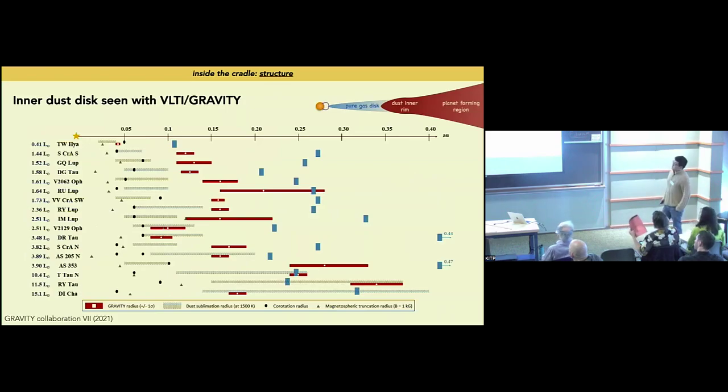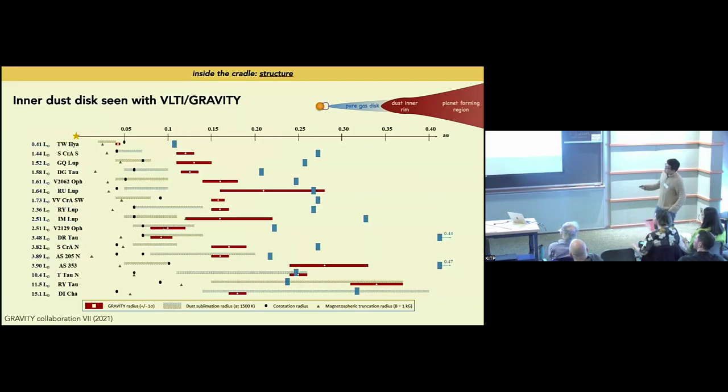Now, this is a very nice diagram for T Tauri stars surveyed by this VLTI program. So what you look at here is, okay, the triangles, this is the magnetospheric truncation radius that I introduced at the beginning of my talk. So that's where the disk is truncated due to the stellar magnetic field, okay? And you need to assume some magnetic field strength. In this case, it's 1 kilogauss, okay? And you see those are within 0.05 to 0.1 AU from the star, okay?